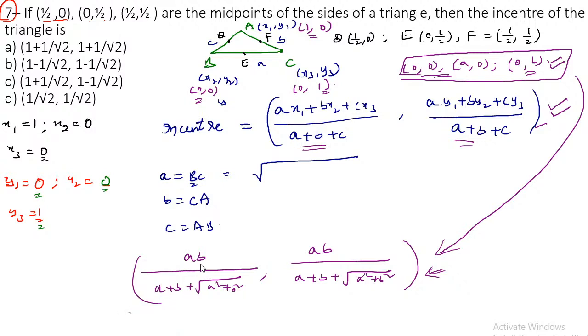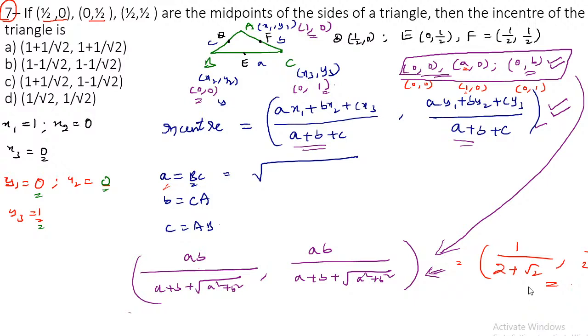So ab, what is a? Don't get confused with this a and this a. We are given 0 comma 0, 1 comma 0 and 0 comma 1. So a is 1 and b is 1. 1 into 1 is equal to 1 into 1, 1 by 2 plus root of 1 square plus 1 square, which is root 2. So 1 by 2 plus root 2, and the other is also 1 by 2 plus root 2.